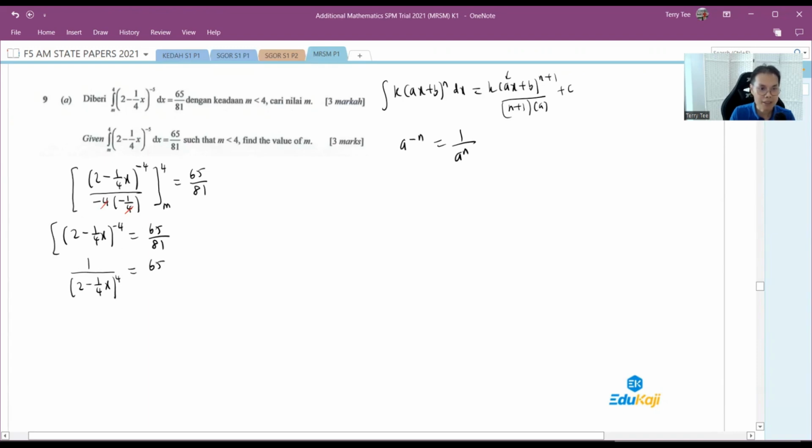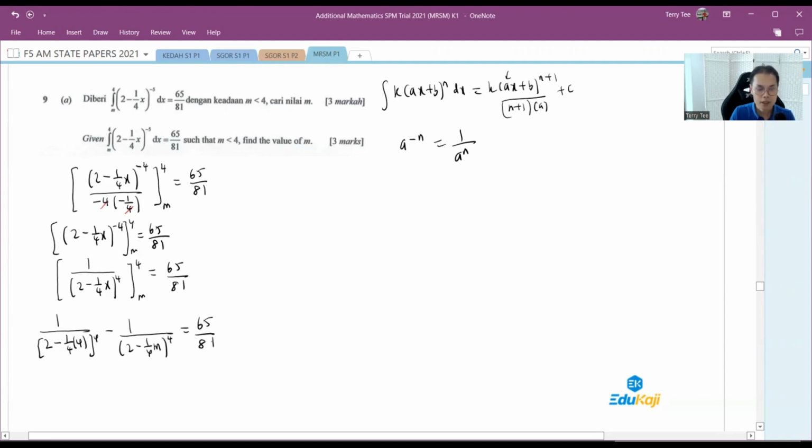By the way, I forgot my limit. I need to put my limit here, m to 4. Yeah, I better write the limit from m to 4. Okay, very slowly. I do this first. All right, so let us sub inside. 4 inside. So this will be 1 over 2 minus 1/4 times 4, the whole thing power 4. Then 1 over 2 minus 1/4 m, the whole thing power 4.